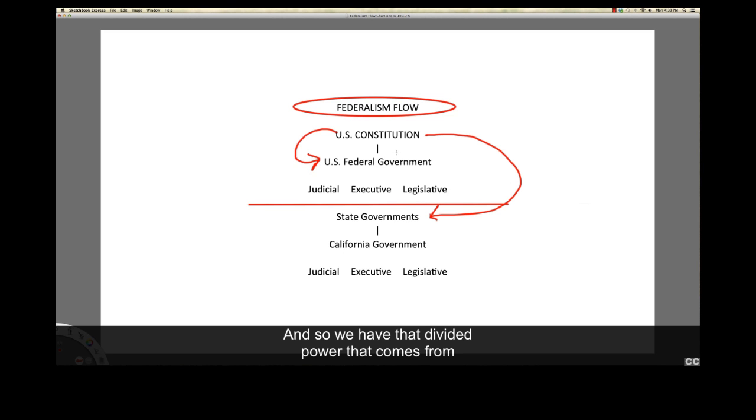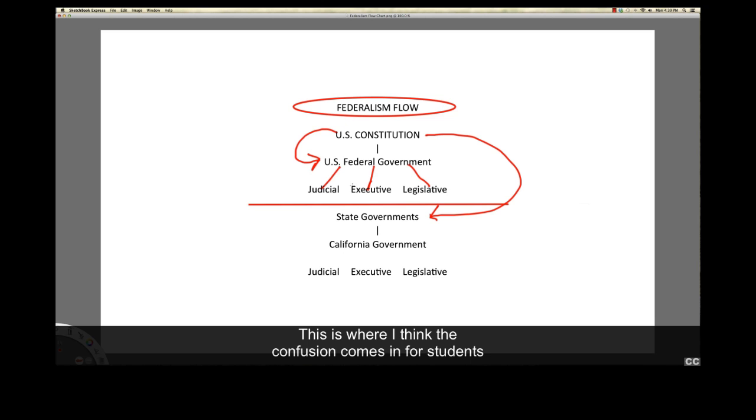Okay, and so we have that divided power that comes from the Constitution itself. Now here we have the U.S. federal government. And the U.S. federal government itself has 3 branches of power. And we know that those 3 branches of power are separated based on the separation of powers doctrine from the previous chapters. So in this one level of government, this one entity of government, the U.S. federal government, the national government, we have a system of divided power which is known as separation of powers. We're dividing the functions of government.